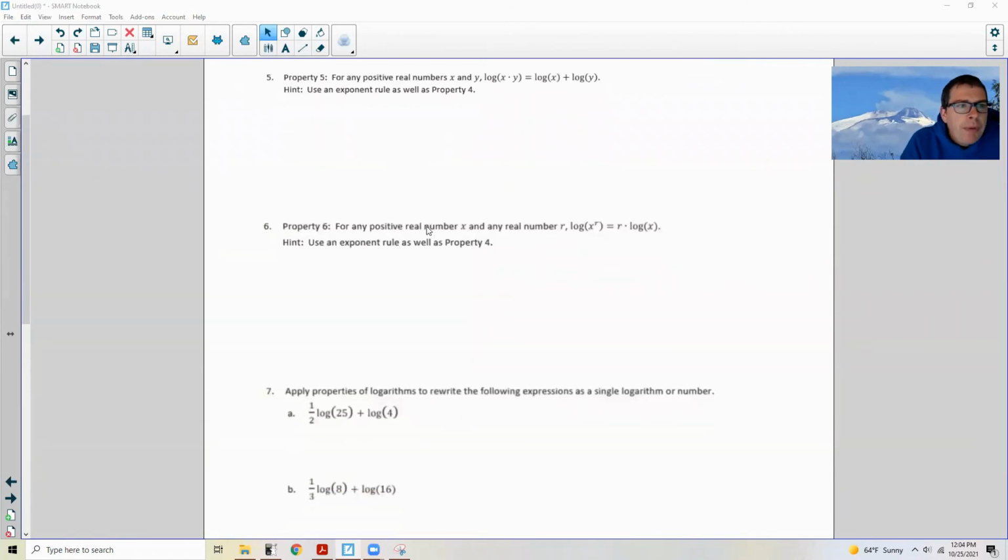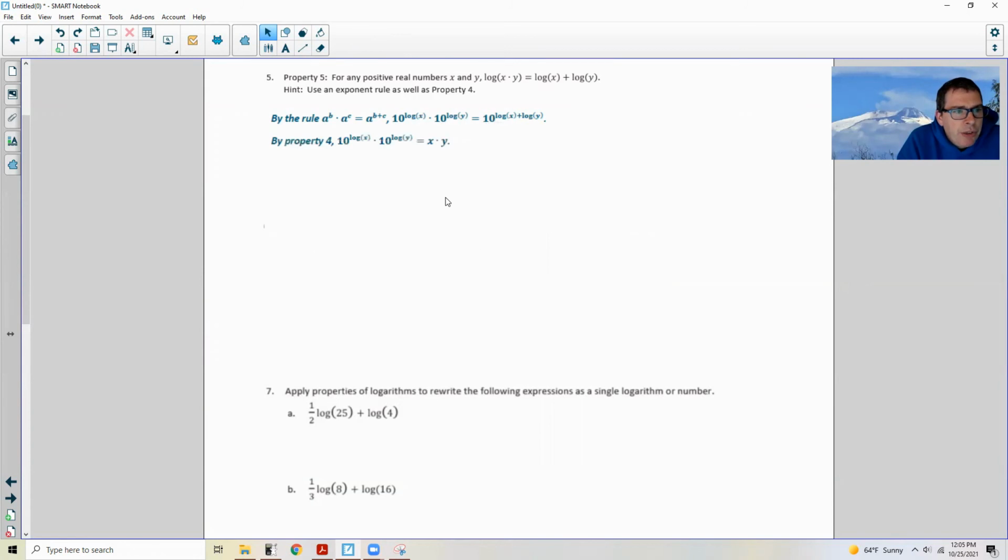Number 5 says, property 5, for any positive real numbers x and y, the log of x times y equals the log of x plus the log of y. Hint, use an exponent rule as well as property 4. So what we're going to do is say by the rule a to the power of b times a to the power of c equals a to the power of b plus c. And therefore 10 to the power of log x times 10 to the power of log y is going to be equal to 10 to the log of x plus the log of y.